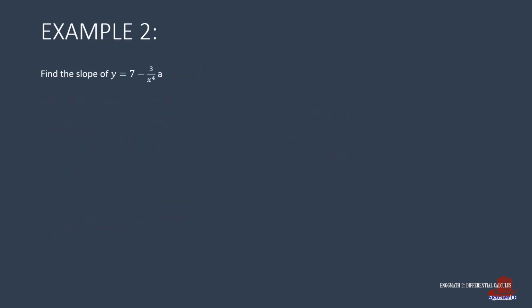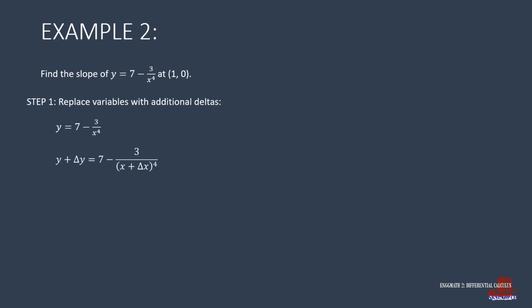The second example has the equation y is equal to 7 minus 3 all over x to the fourth power, and we need to figure out the slope at (1, 0). Again, the first step is to replace y with y plus delta y and the x's with x plus delta x.